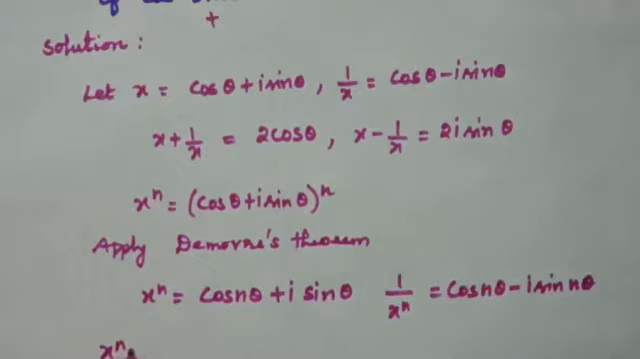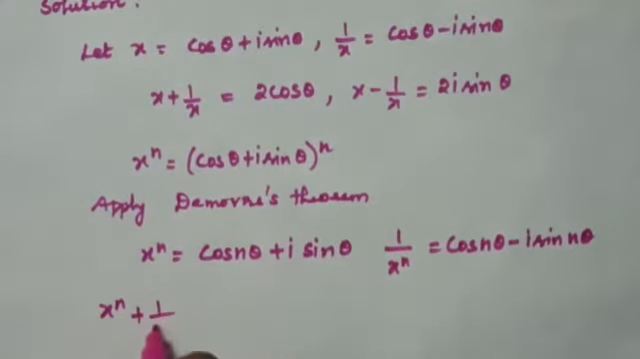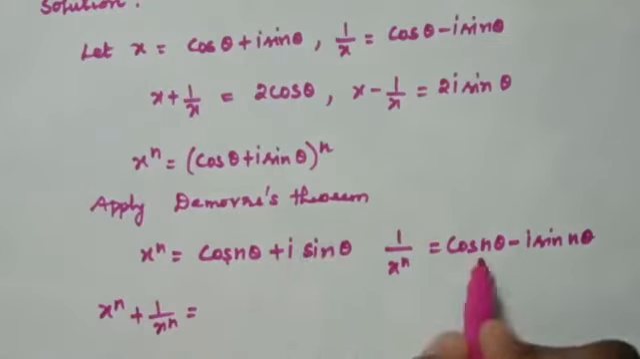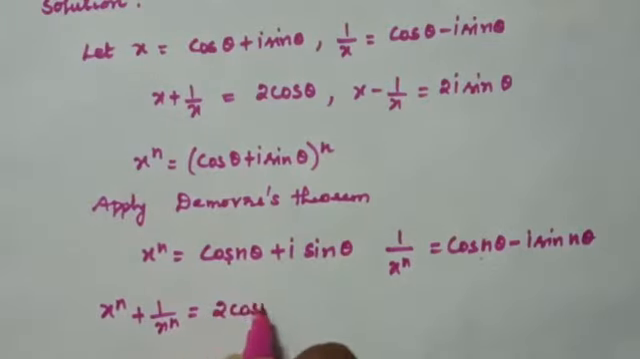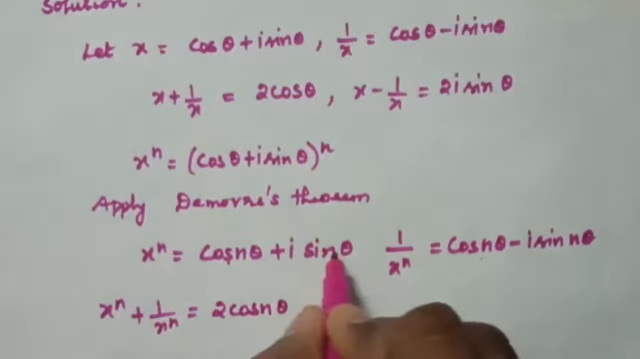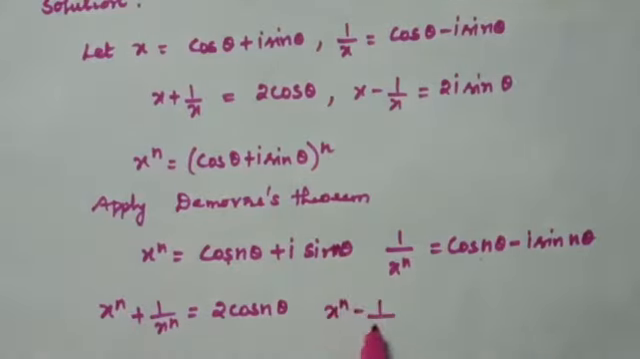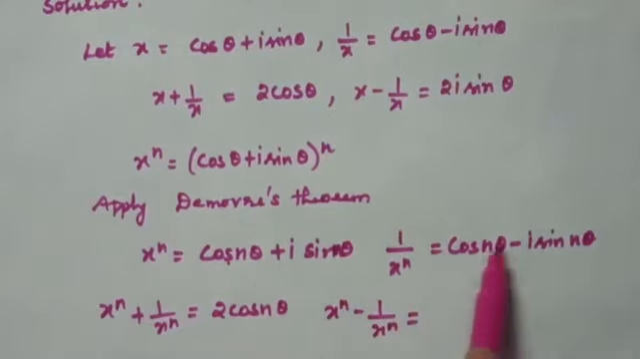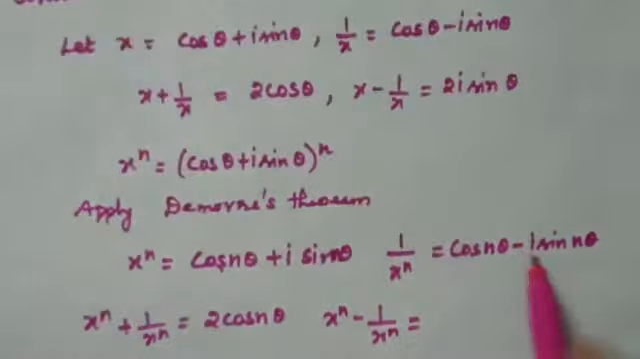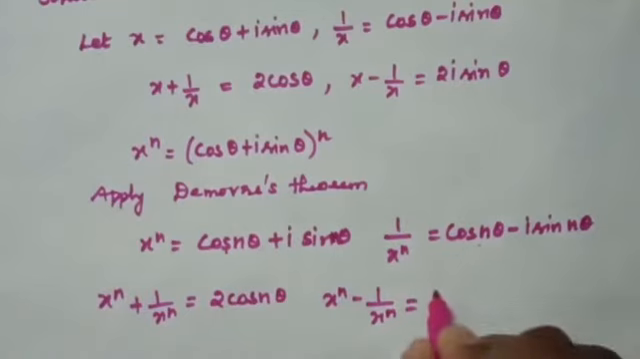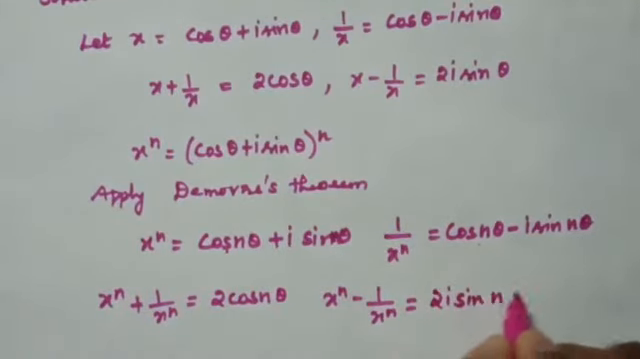So x power n plus 1 by x power n will become cos n theta plus cos n theta, which is 2 cos n theta, and I sin n theta minus I sin n theta will cancel. So x power n plus 1 by x power n is 2 cos n theta. And x power n minus 1 by x power n: cos n theta minus cos n theta will go off, and minus of minus becomes plus, so plus I sin n theta becomes 2I sin n theta.